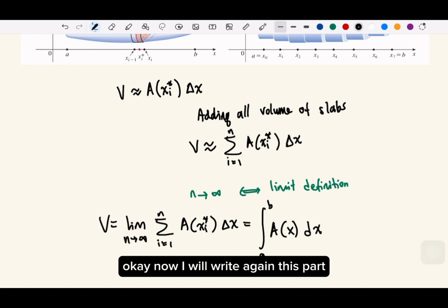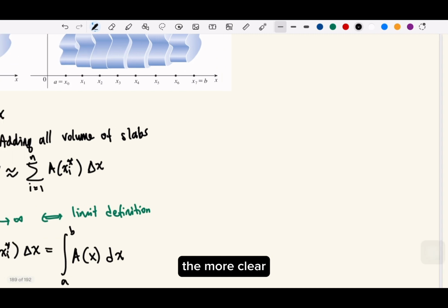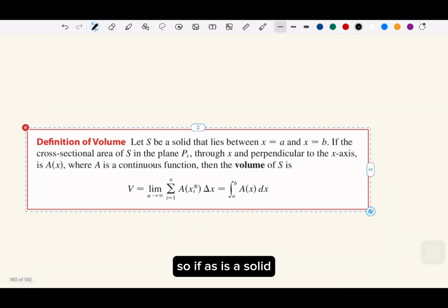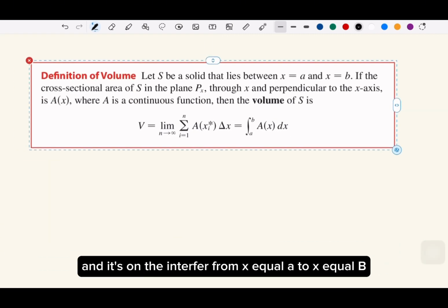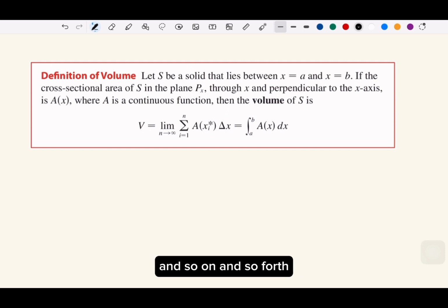Okay, now I will write this latest part again, more clearly, I think. So if S is a solid on the interval from x equal a to x equal b, and the cross section of S is A, then we have this. But it's still not really practical because we still have this area. What is this area? So we need to define it.